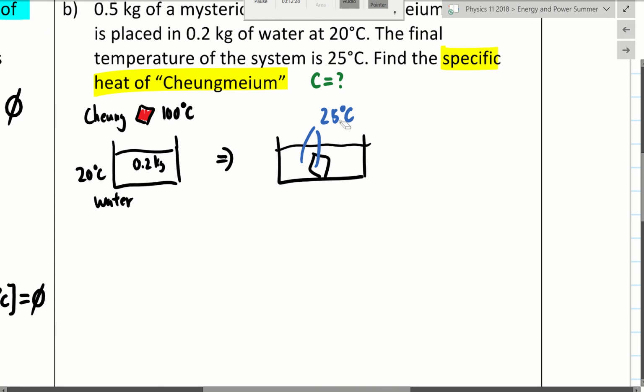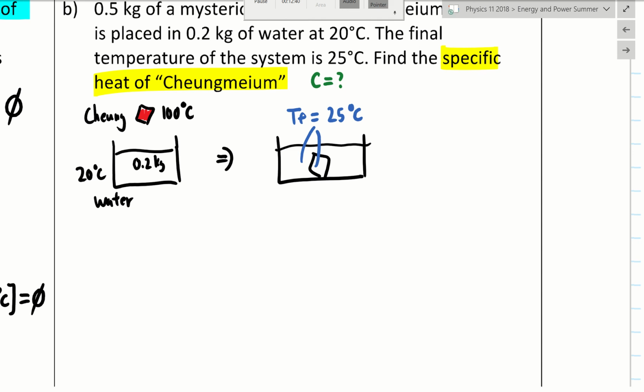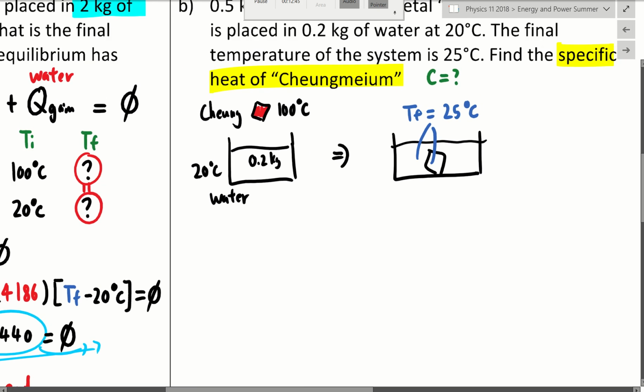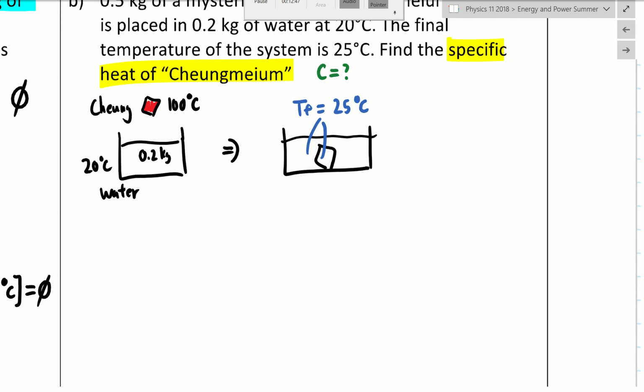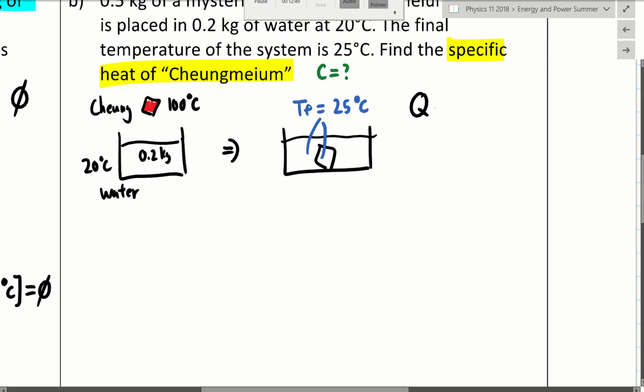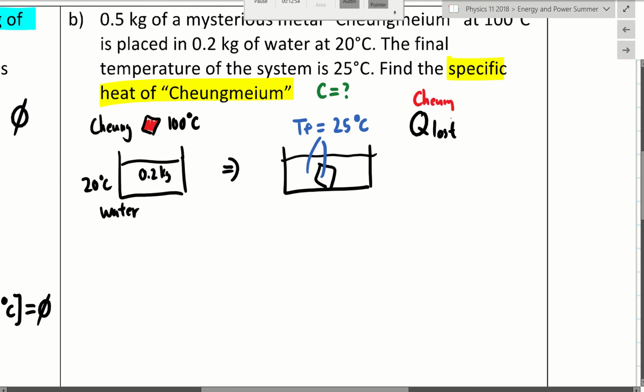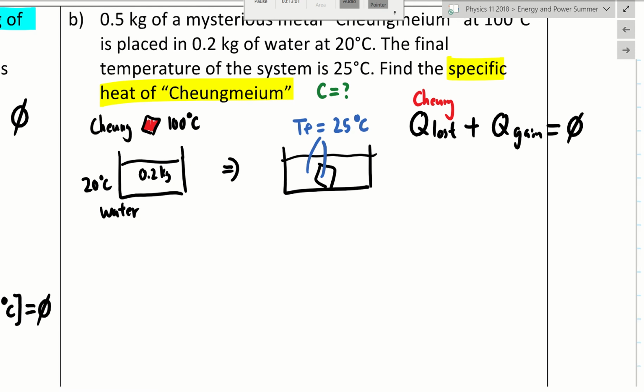So now the 25 degrees Celsius is going to be your T final. We actually do know the T final in this case, which makes it easy. Okay, so we're going to use the same strategy, which is the energy loss. Now, energy loss by what? The heat energy loss should be due to the chromium, and the energy gain should be due to water, right? Because you have water absorbing energy.